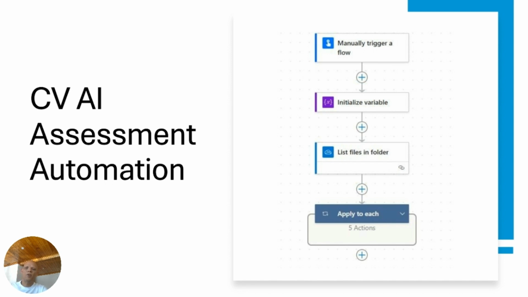Now, what are the benefits of using automation? The benefits are quite clear. It saves time by automating repetitive tasks. It reduces errors by relying on AI to process the data consistently. And it improves decision making by providing you with structured, actionable insights about each candidate.